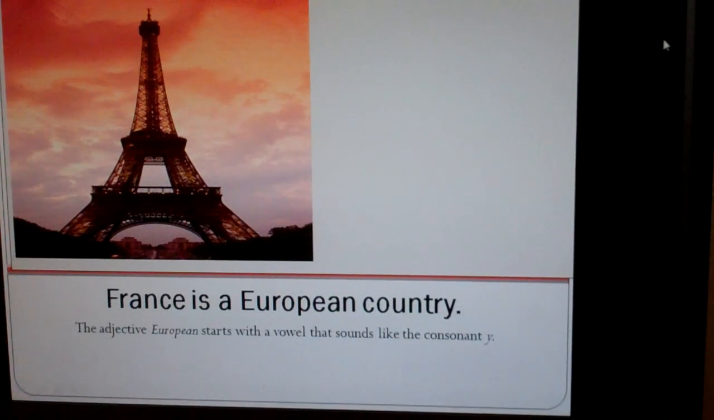France is a European country. The adjective European starts with a vowel that sounds like the consonant Y. European. It sounds like it starts with a Y instead of EU.